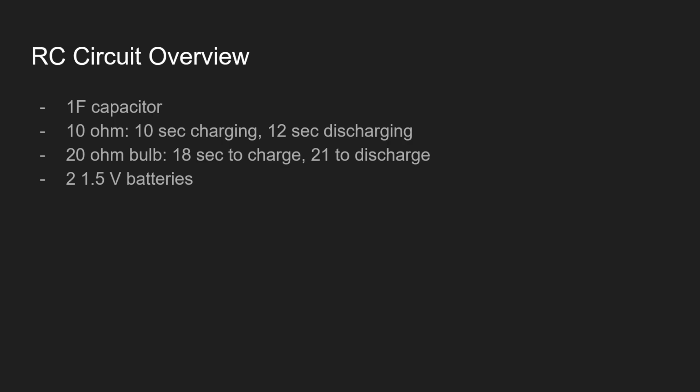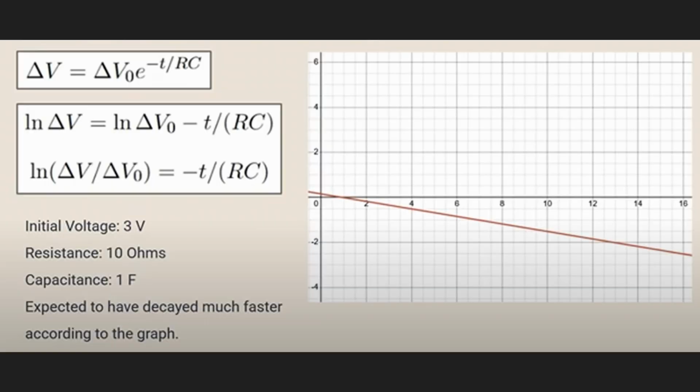For the 10 ohm bulb, again, it took 10 seconds to charge, 12 seconds to discharge. 20 ohm bulb, 18 seconds to charge, 21 to discharge. This is a little graph of the expected values. We expected it to have decayed much faster, as seen in the graph.